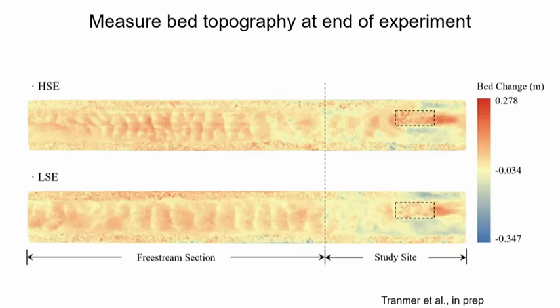Because we ran these experiments continuously and KICT doesn't have a sonar scanner, we could only measure the bed topography at the end of each experiment, which is what's shown here, the change in bed elevation from the beginning of the experiment, where we had a flat bed, to the end of the experiment, where the high supply is on top and the low supply is on the bottom. The free stream, where we're not influenced by that vegetation patch, is shown here. And then our study site, which includes the vegetation patch outlined in red, is shown here, and we're going to focus mostly on this study site.